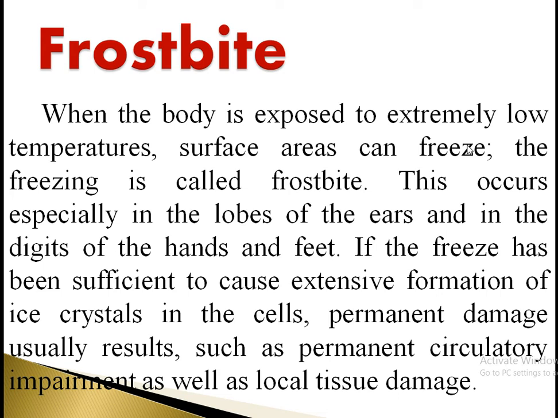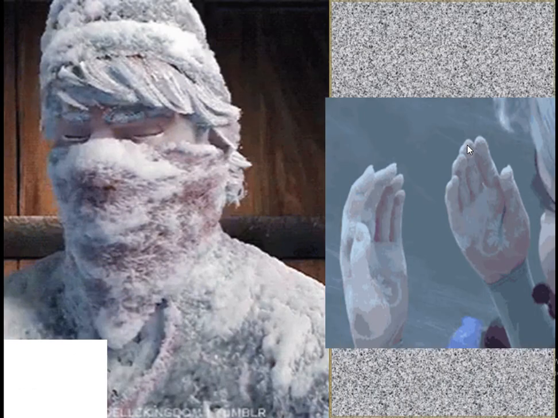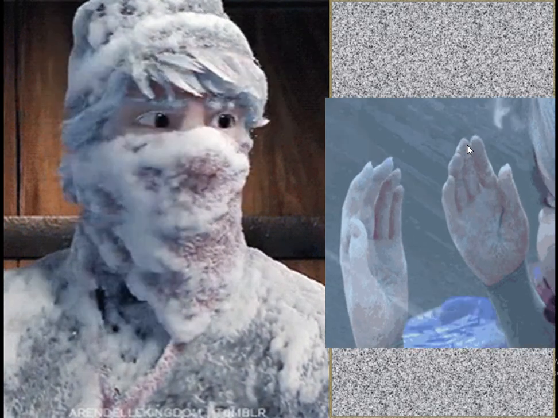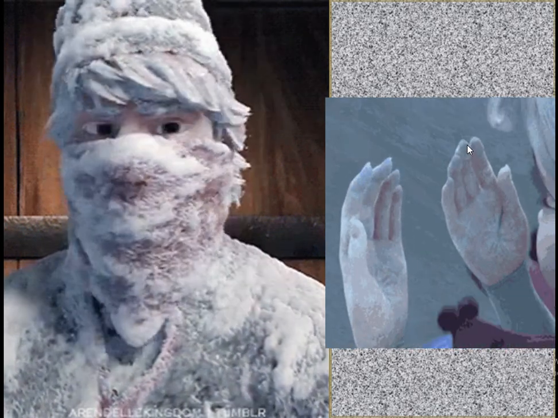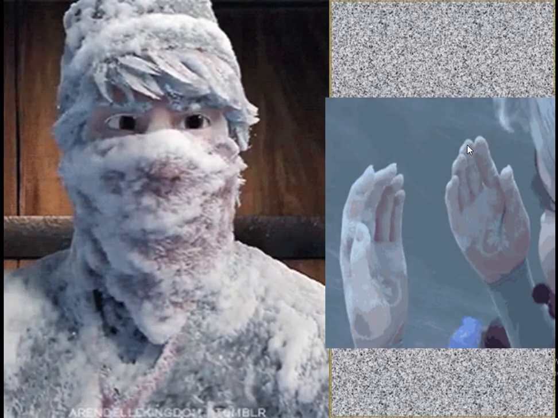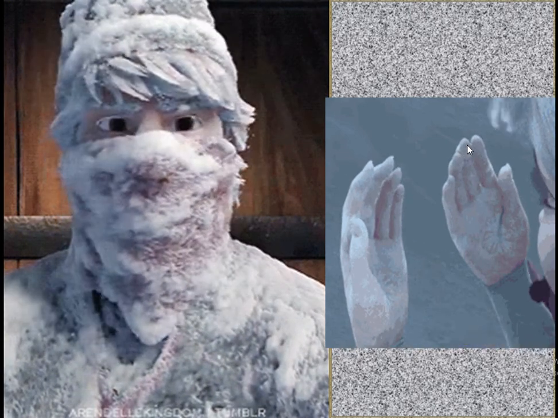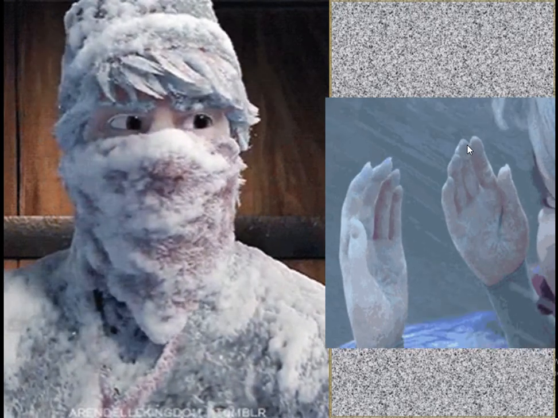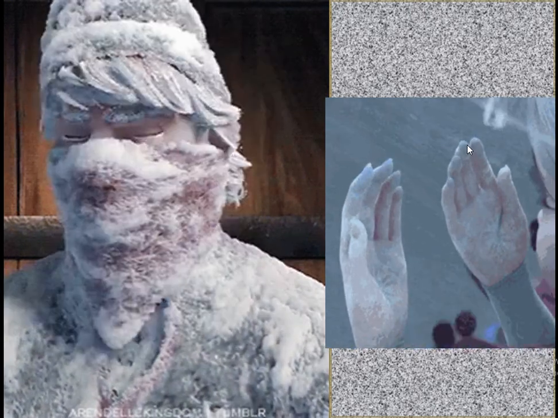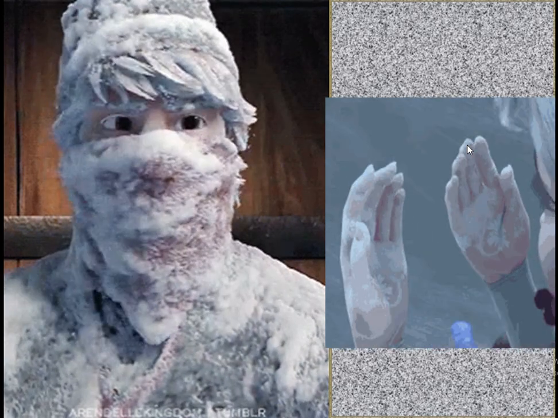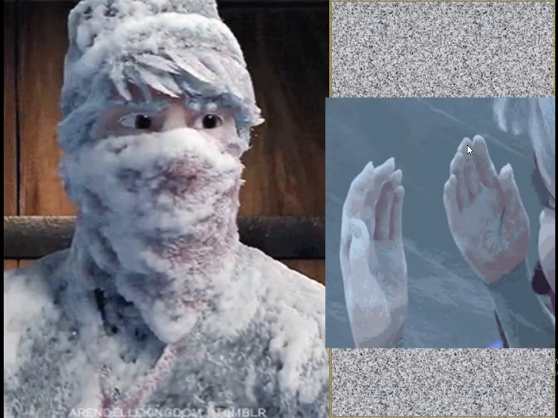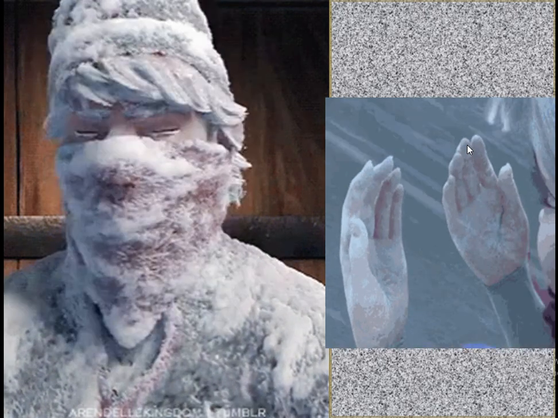Often gangrene follows and the frostbitten area must be removed surgically. You can see in the picture how they are affected. So this condition can lead to severe circulatory and tissue damage. That's why it is very important to maintain the temperature of our body.